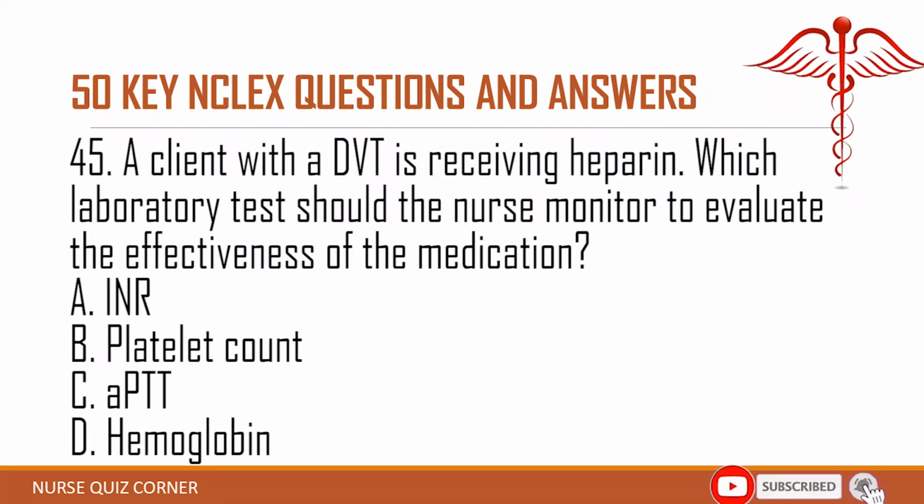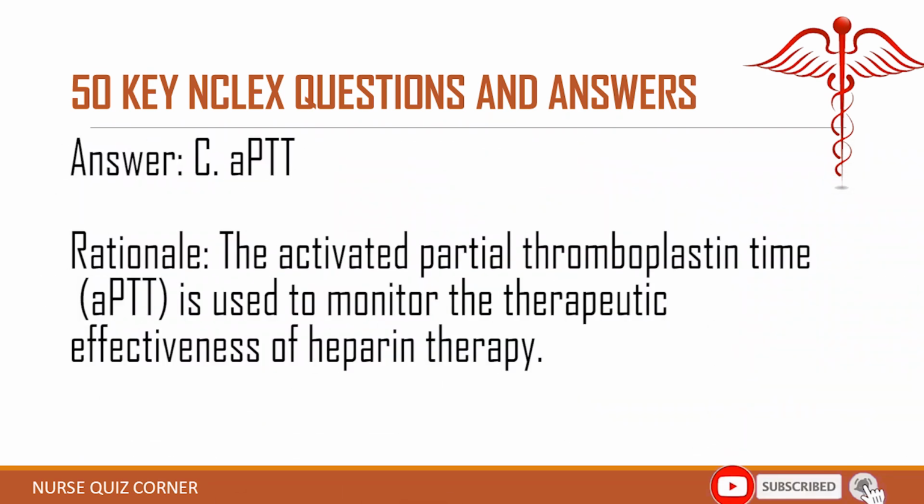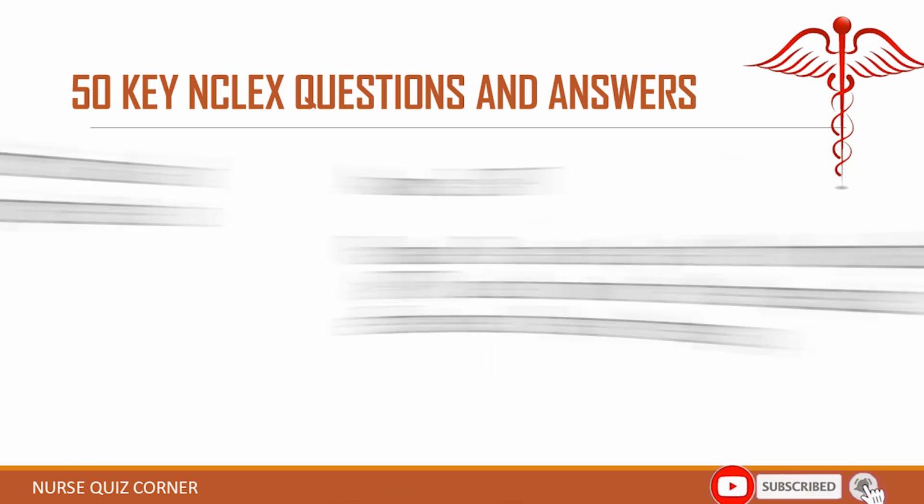45. A client with a DVT is receiving heparin. Which laboratory test should the nurse monitor to evaluate the effectiveness of the medication? A. INR. B. Platelet count. C. APTT. D. Hemoglobin. Answer. APTT. Rationale. The activated partial thromboplastin time, APTT, is used to monitor the therapeutic effectiveness of heparin therapy.